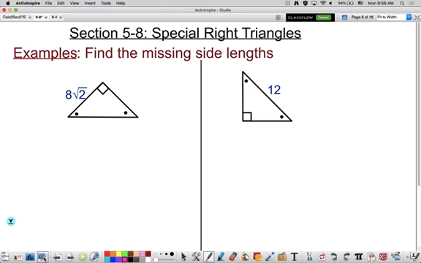Which one's the biggest side? The bottom one. So do you think this one's 8 and this one's 8? No, right? So let's see. I don't know this one. Do I know this one? What is this one? 8. No, this one is not 8. It's exact same as the other side, so it's 8 times square root of 2. Well, so let's set it up.